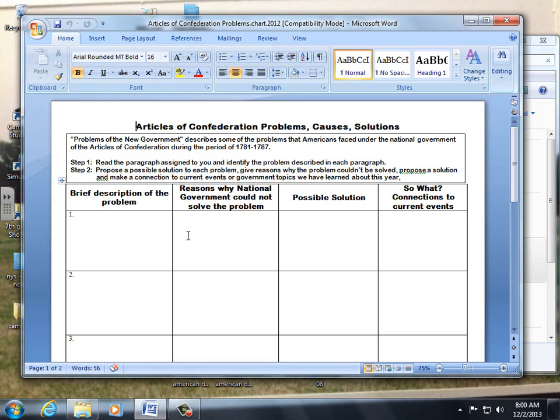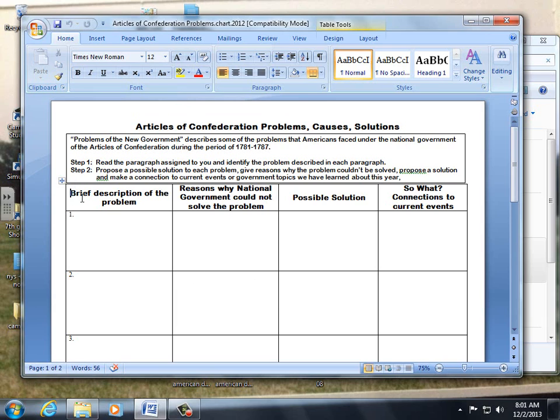So again, to recap, you're going to grab a flashcard from our sub. You're going to read this out loud together as a group. Then you're going to go into the first column. Depending upon, let's say you have flashcard number 2, you bounce down here to number 2. You briefly describe the problem that faced the nation in this time period, 1781 to 1787, under the Articles of Confederation. Then you also are going to list the reasons why the national government at that point in time could not solve the problem.